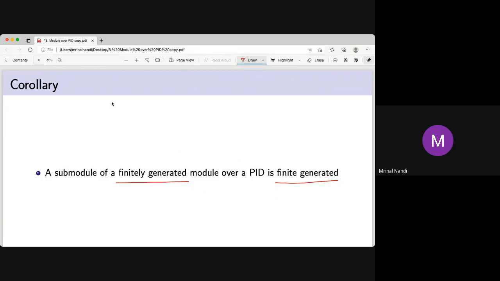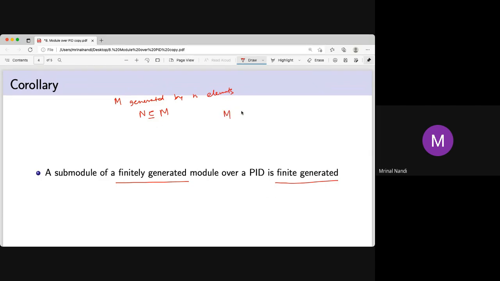So if M is generated by n elements, then we shall show that any submodule N of M is generated by n elements or fewer. When I write it in the subset notation, it is actually a submodule generated by n elements or fewer elements. So it can be a lesser number of elements. Now we know that M is a quotient of some free module. So it's finitely generated by n elements, so M is a quotient of some free module R^n.